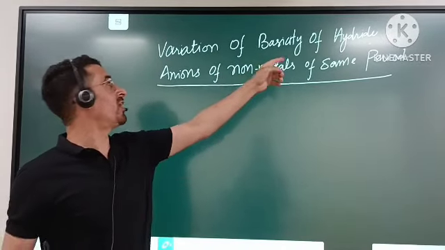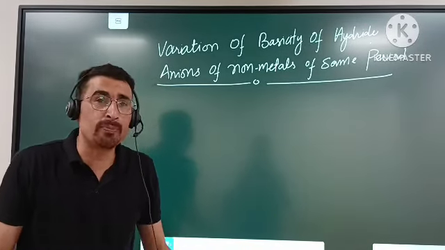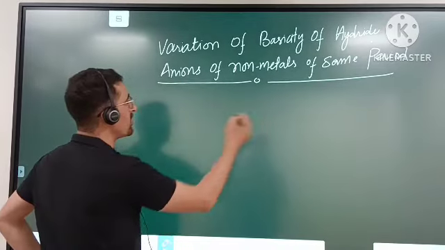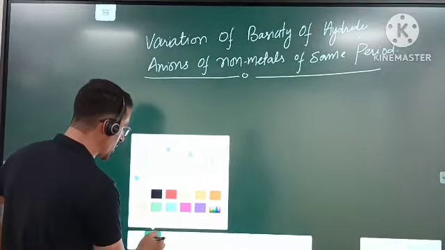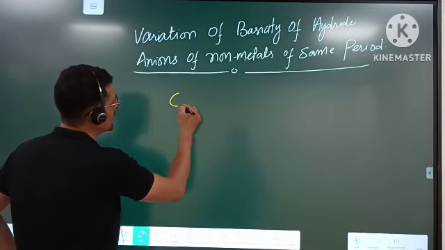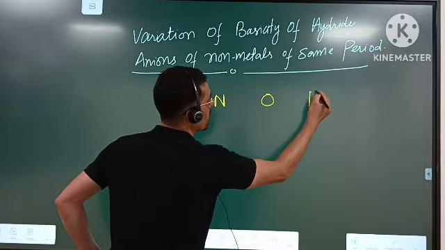Variation of basicity of hydride anions of non-metals within the same period. If we talk about non-metals of the same period, suppose the second period of the periodic table of elements, we have these non-metals: carbon, nitrogen, oxygen and fluorine.